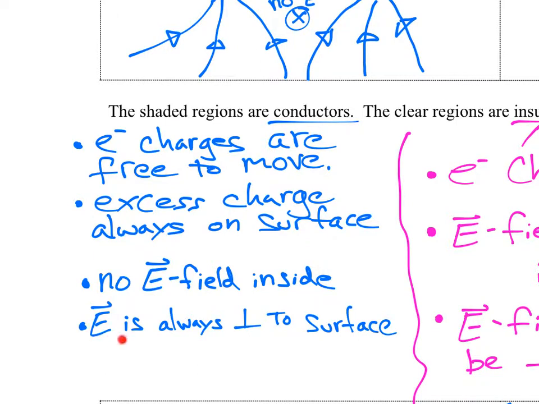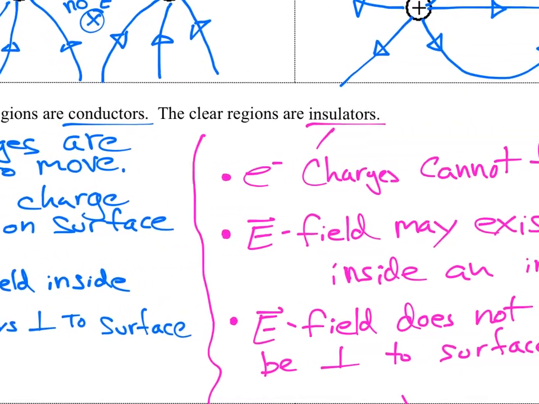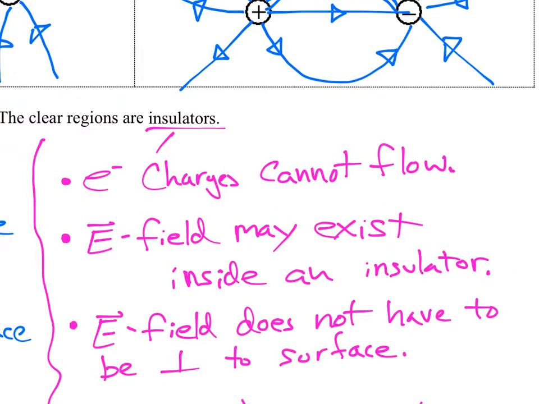And remember, the electric field is always perpendicular to the surface of a conductor. For insulators, there's another list of things to keep in mind.